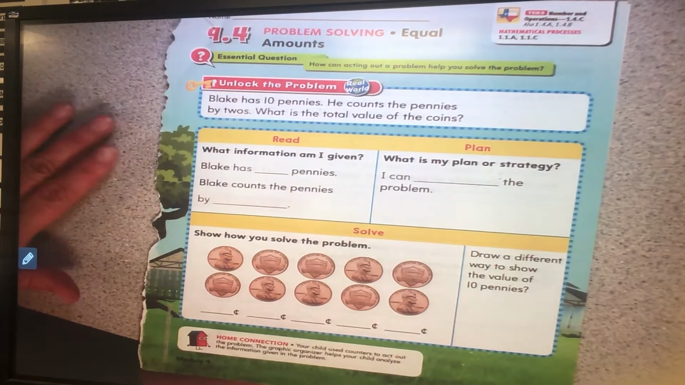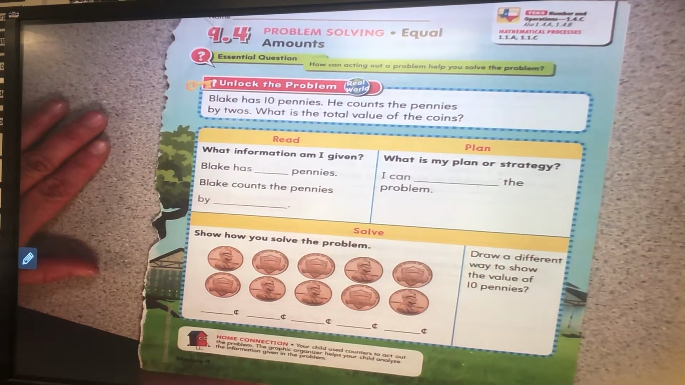Okay, boys and girls, today is Thursday. It's math lesson 9.4. Problem solving equal amounts. We're still talking about money. And the question is, how can acting out a problem help you solve the problem?